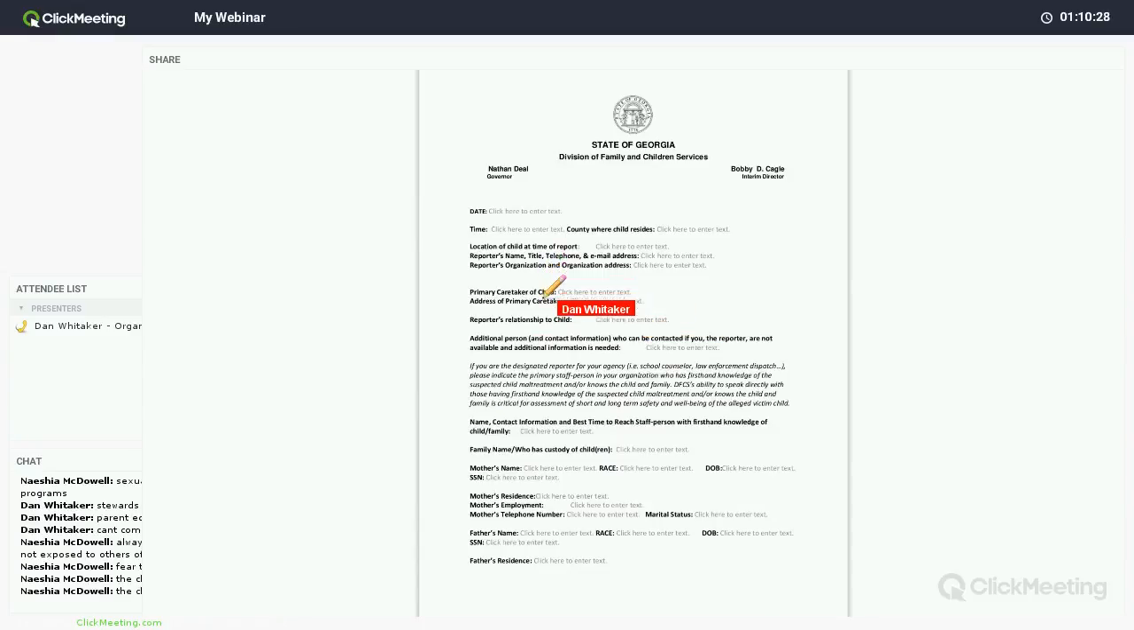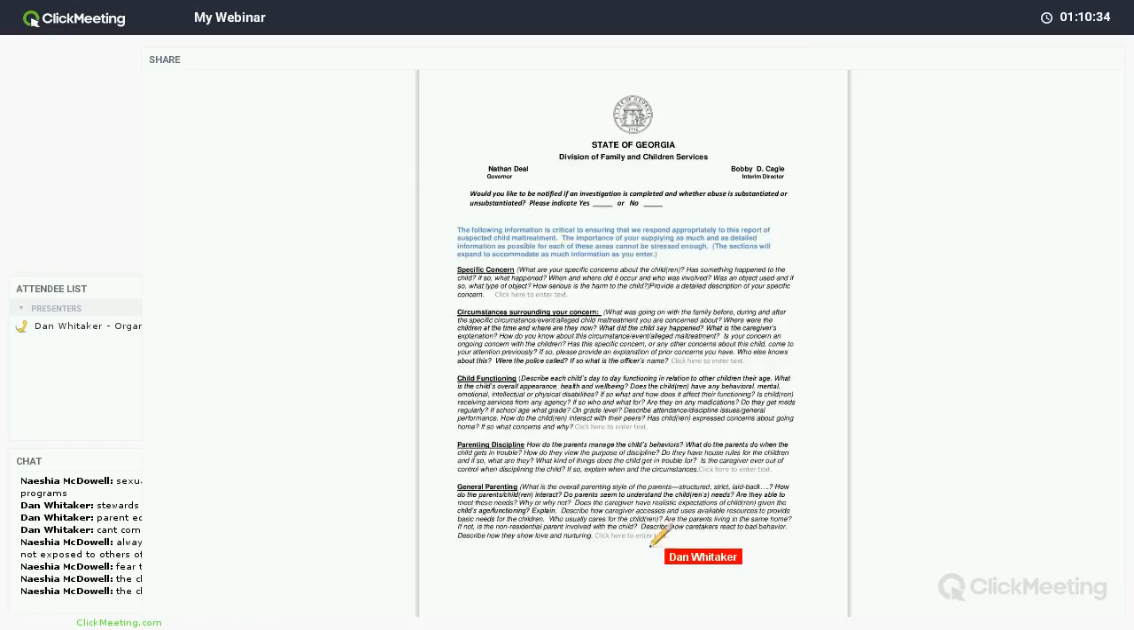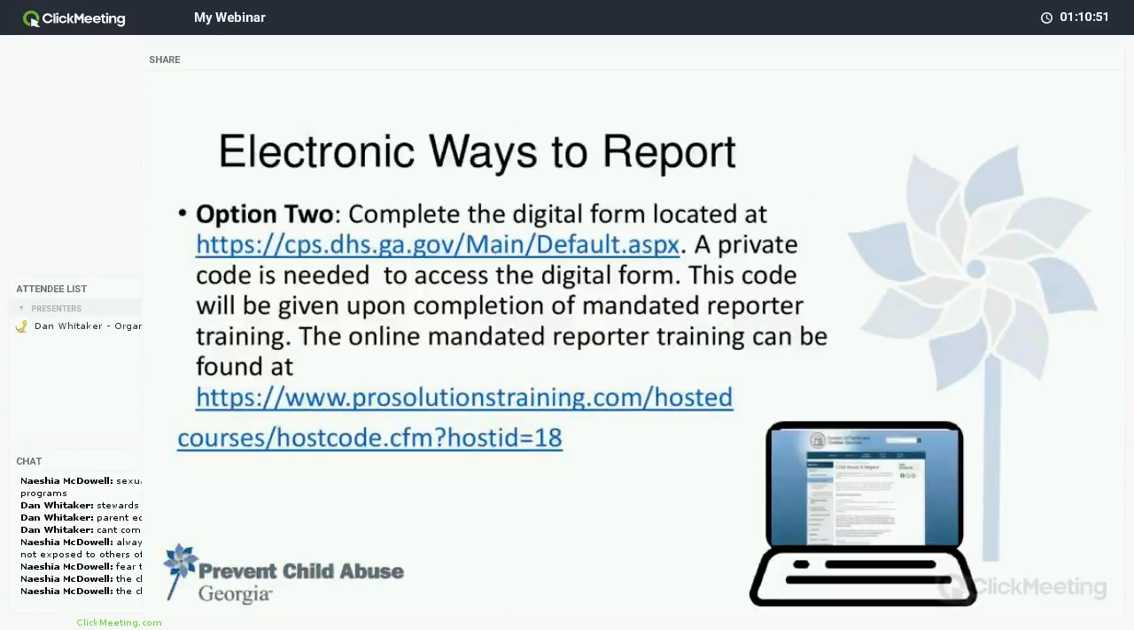So here it asks you primary caretaker address, mother's name, demographic information, who else is in the home, children in the home. And then these are also kind of what we talked about before: specific concerns, circumstances, child functioning. And here it has where you can type in any extra information about that. And you will turn this in via email to this email address again. So if you have a designated mandated reporter, they can have that form on file and fill it out together with you.